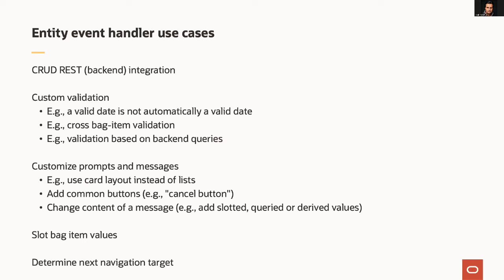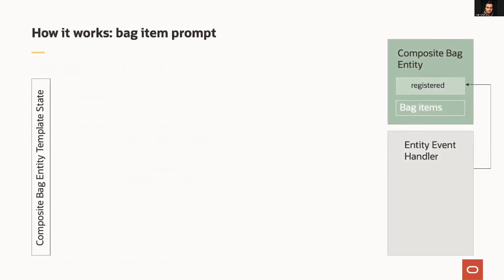And what I can also do, similar to a custom component, is determine the next navigation target. So if, for instance, there's a specific condition, like someone says in the middle of creating an order, cancel, now I can trigger that cancel transition out of the entity event handler. So as I said, it's a lot of power that you get out of these custom components. Let me just give you an idea how this all works, and after that you will hopefully start loving entity event handlers.